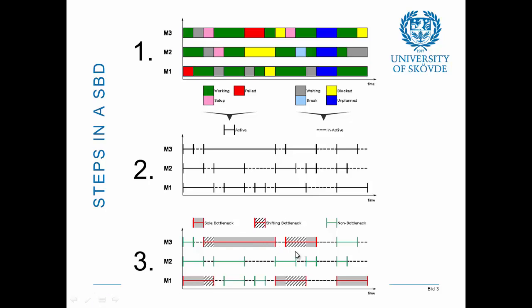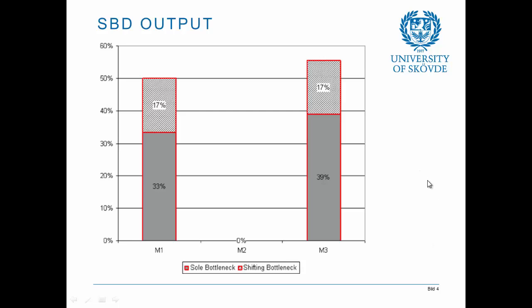Once again, at the end of this period, you check which of the other machines are active: machine 2 and machine 1. In this case, machine 1 has the longest active period, and therefore this period is considered a bottleneck period, and so on. The result is that machine 2 isn't considered a bottleneck at all, whilst machine 3 and machine 1 are bottlenecks in some way. If we look at this graph, machine 1 is a sole bottleneck for 33% of the time, and machine 3 is a sole bottleneck for 39% of the time. Both of them have a shifting bottleneck period of 17%.